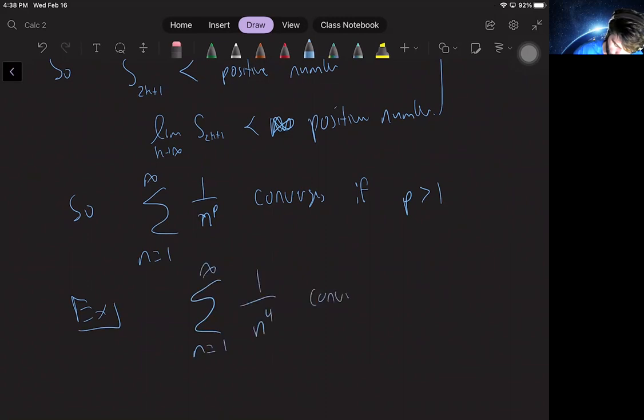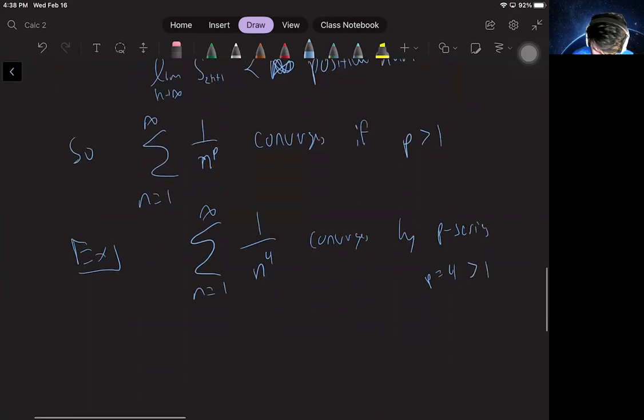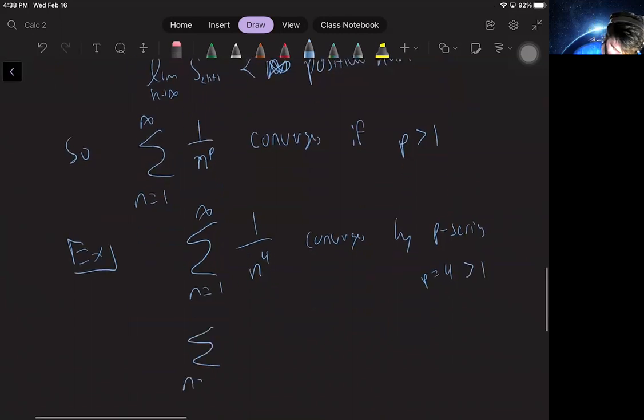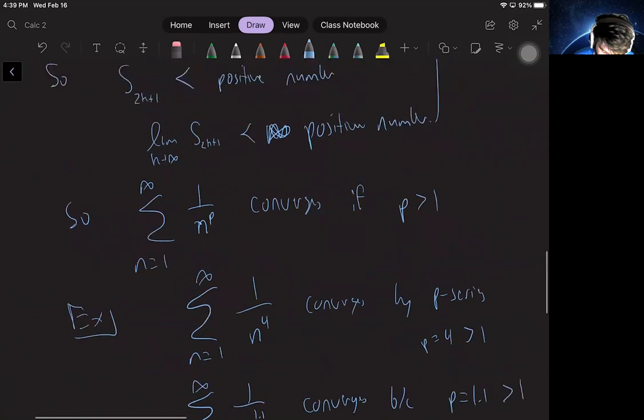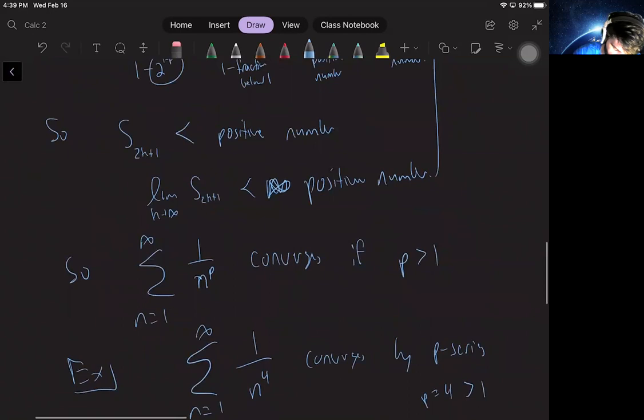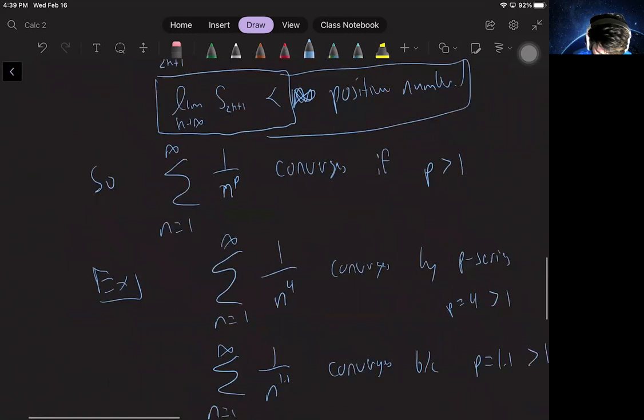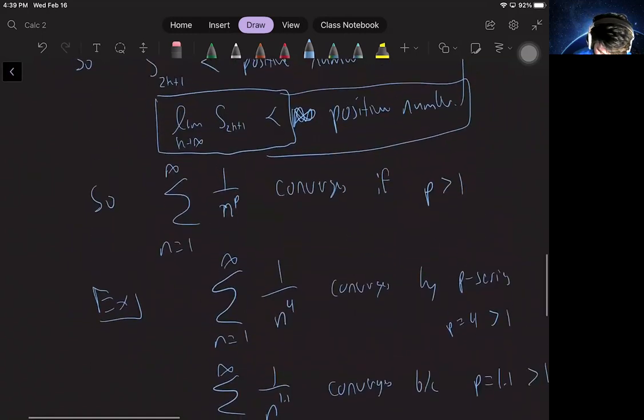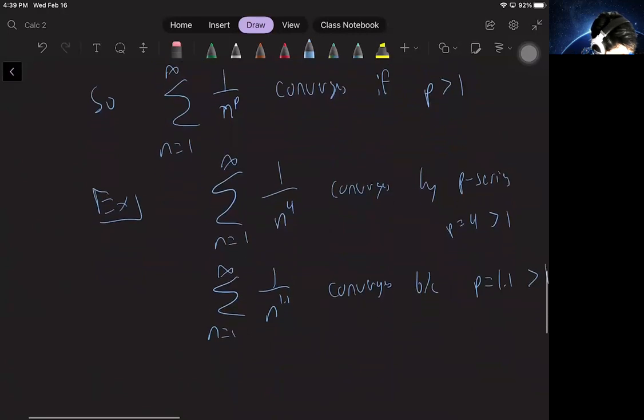This guy converges by, just say by p series. P equals 4. Is 4 bigger than 1? Yes. It doesn't have to be way bigger than 1. It can just be a little bit bigger than 1 and it still works. N to the 1.1 still converges because p equals 1.1 is bigger than 1. Any amount bigger than 1 at all will put you in the same situation where the partial sums are less than a number, are bounded, so the limit will converge to a number.